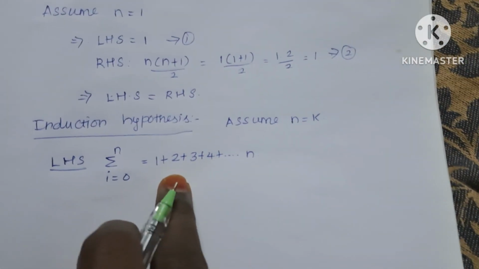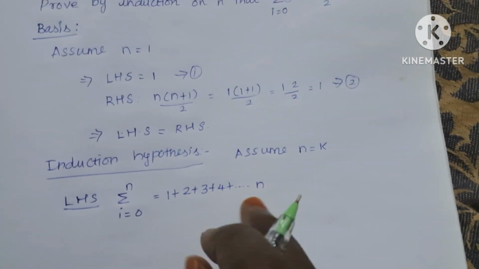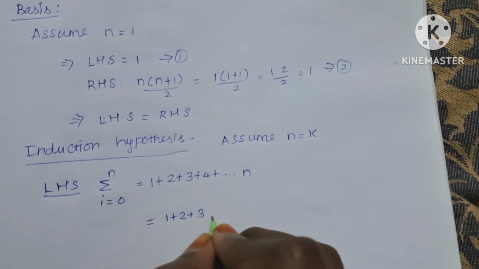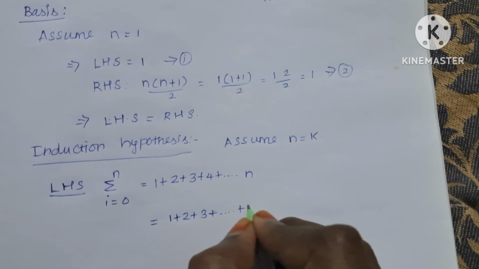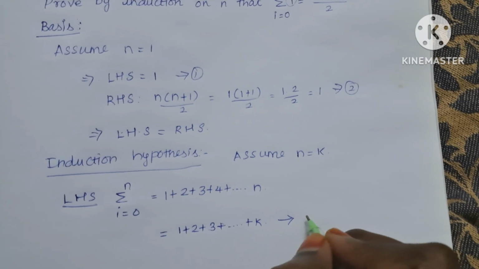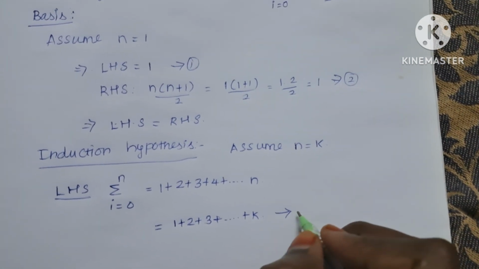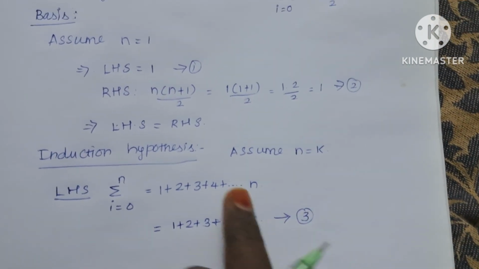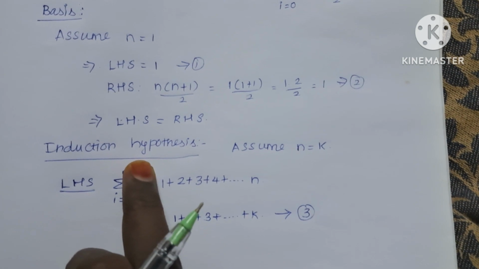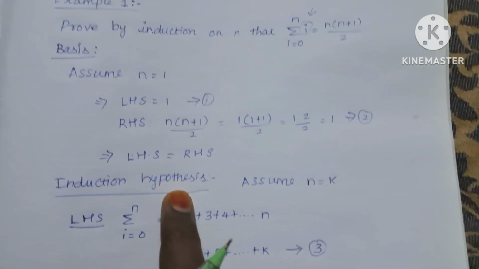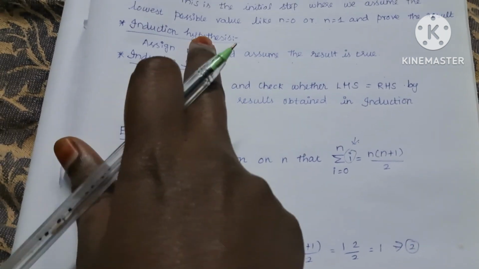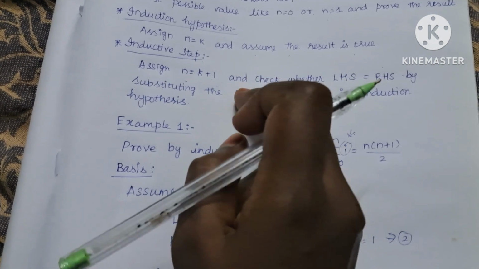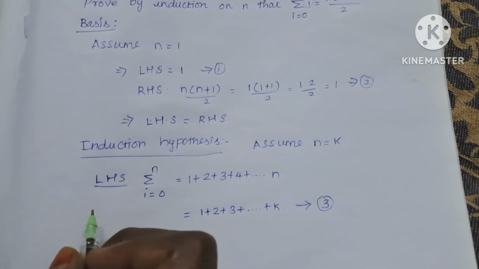So we need to assign n equal to k here. So left hand side can be written as 1 plus 2 plus 3 plus up to k. So this is left hand side. Let it be 3. So we need to use this result obtained in induction hypothesis to get the inductive step proof. We need to get the result here and we need to apply here to get our actual result.